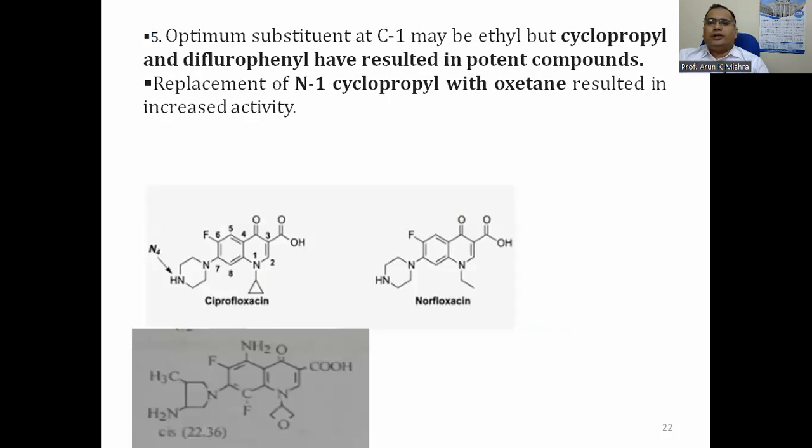Now coming to the next SAR point, that the optimum substituent at C1 may be ethyl. You would be able to see जितने भी सारे फ्लोरोक्विनोलोन्स कैटेगरी के कंपाउंड्स हैं, उन सारे कंपाउंड्स के फर्स्ट पोजीशन पे सिप्रोफ्लॉक्सासिन है, सॉरी फर्स्ट पोजीशन पे या तो एथाइल ग्रुप है या एक साइक्लोप्रोपाइल ग्रुप है, लेकिन हर कंपाउंड के फर्स्ट पोजीशन पे कोई ना कोई ऐसी मॉइटी जरूर है. So one observation was that C1 may be cyclopropyl or ethyl, but if a cyclopropyl or difluorophenyl moiety has been incorporated into the fluoroquinolone structure, a potent structure of the fluoroquinolone can also be obtained. So one more point is that replacement of the cyclopropyl at the N1 position with oxetane resulted in increased activity.